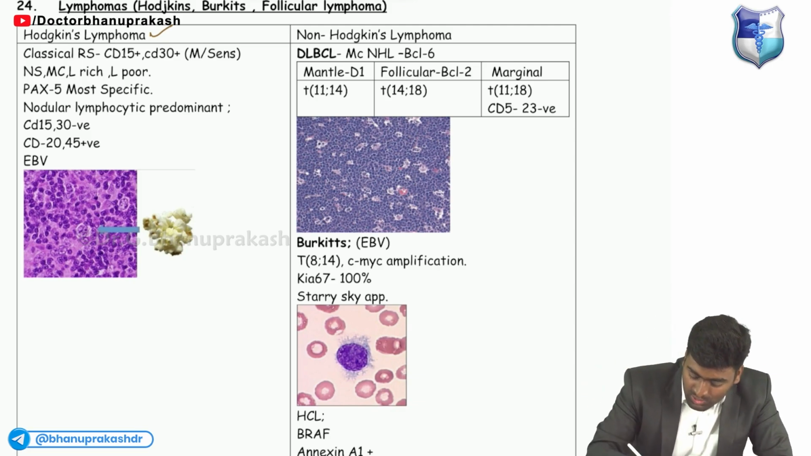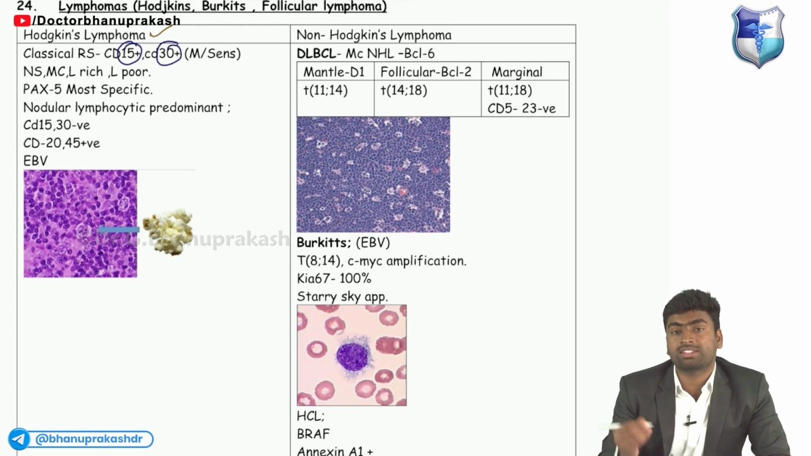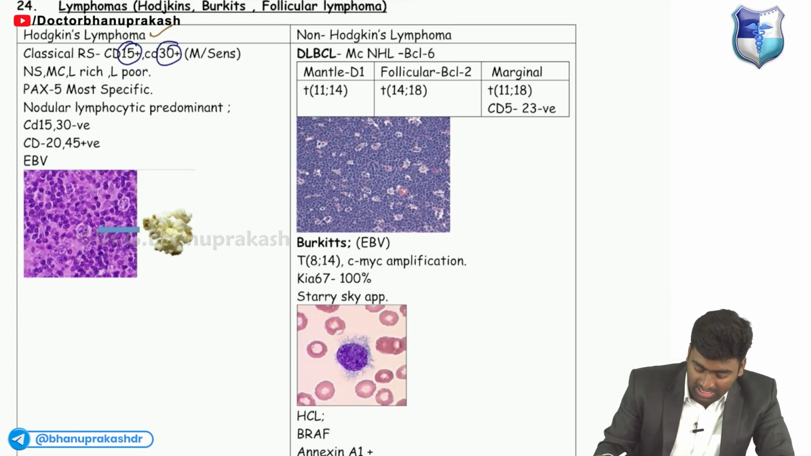Okay, that is it. So in the case of Hodgkin's lymphoma, classically it will be positive for CD15 and CD30. Okay, and there are different types.